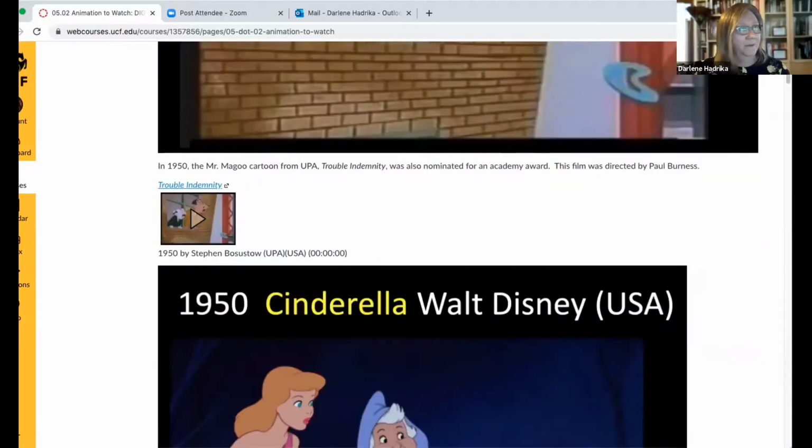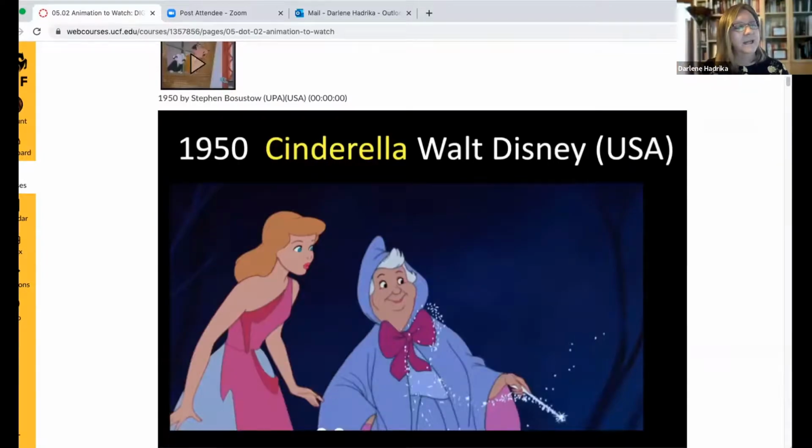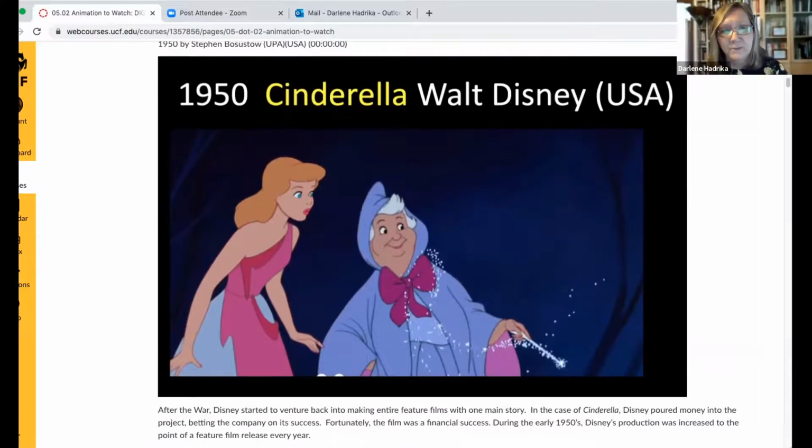So if we have more time, maybe we'll go back and look at that. Then, of course, we have Cinderella. So Disney starts making feature films again that are like a full-length film that's one story instead of little short films all chopped together like Make Mine Music and The Three Caballeros. Now they're making a film that's an entire story. And so they go back to Grimm fairy tales again and make Cinderella.